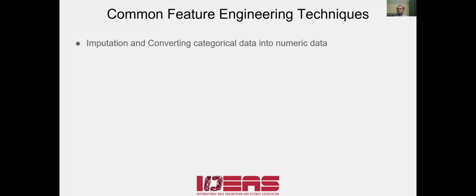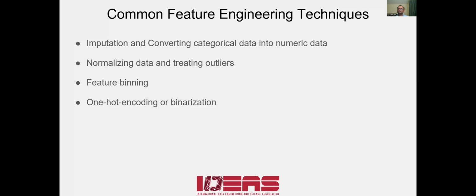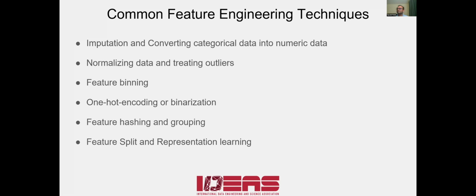Now, there may be many different ways to extract features from raw data, and it requires an understanding of the raw data as well as business context. Some of the common feature engineering techniques are imputation, converting categorical data into numeric data, normalizing the data and treating the outliers, feature binning, which usually involves converting continuous features into discrete, one hot encoding or binarization, feature hashing and grouping, splitting, and representation learning that basically involves extracting features using clustering, embeddings, or generative models, computing aggregate features and scaling them. And there are a bunch of other custom techniques as well that help data scientists and engineers to feature engineer the raw data.